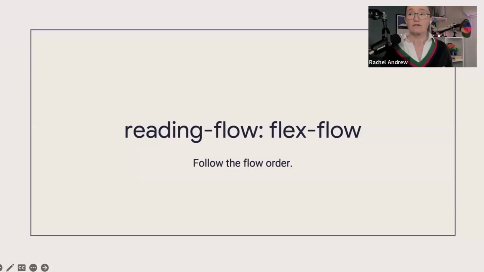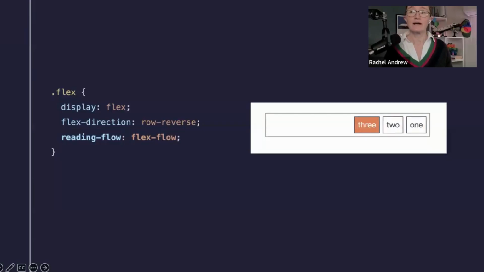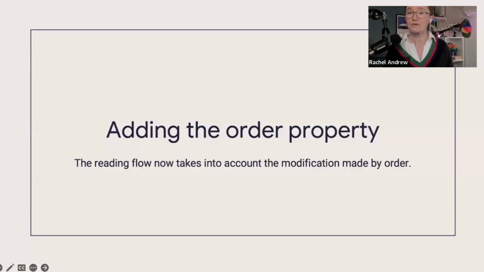If you give the flex container a reading flow value of flex flow, it returns to reading right to left because that's the flow order for those items. And so we're now back to 1, 2, 3. That's relatively straightforward, but then what if we add in the order property? Because the order property is the thing that we always tell people not to use very much in Flexbox because it will take things out of the logical order and do this disconnect thing. But if we use order when we're using reading flow, it takes account of the order property.